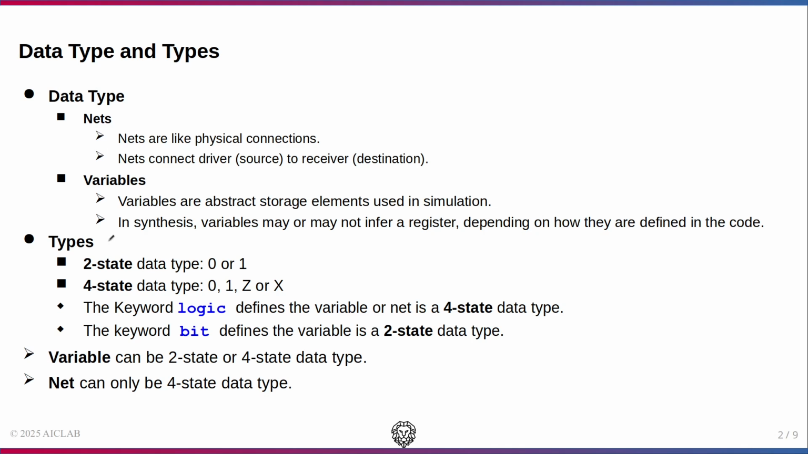Types can be two-state and four-state. Two-state means it accepts 0 and 1. And four-state means that it can be 0, 1, high impedance, and unknown. The keyword logic defines variables or nets that are four-state, and the keyword bit defines variables that are two-state. So variables can be two-state or four-state data types, but a net can only be a four-state data type.